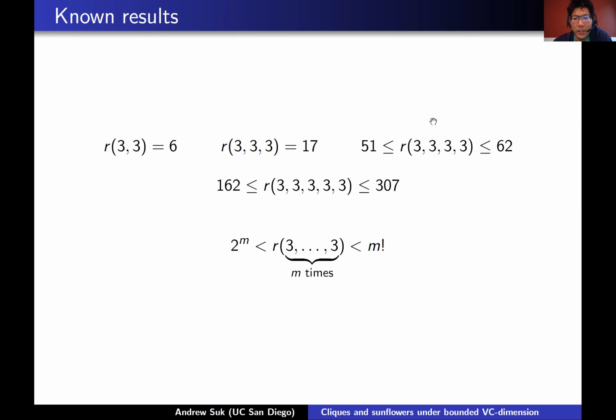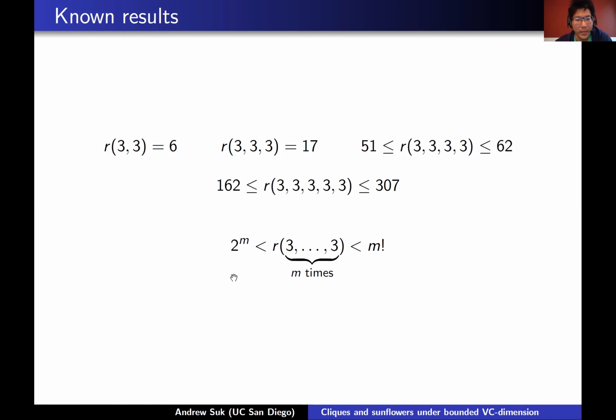When we have 4 colors, it's somewhere between 51 and 62. And then for 5 colors, we have these upper and lower bounds here. And for general m colors, it's not hard to see that it's at least 2 to the m and at most m factorial.